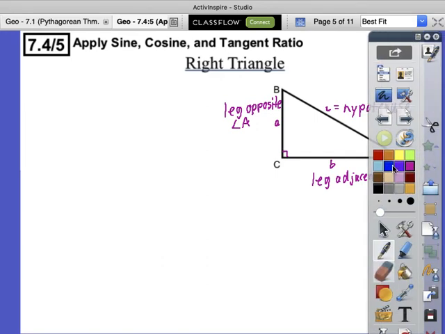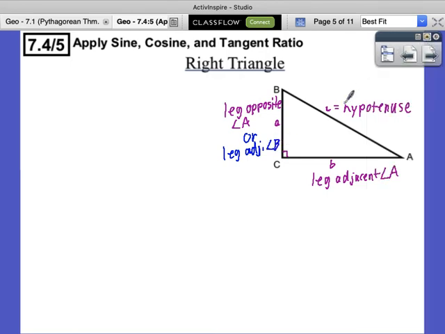Now, could I give these two legs different names as well? Sure. Instead of opposite angle A, what can I call this one? Adjacent. I can call it leg adjacent to angle B. I can call this one adjacent to angle B, and I'm going to shorten that down to ADJ. Okay, leg adjacent to angle B.